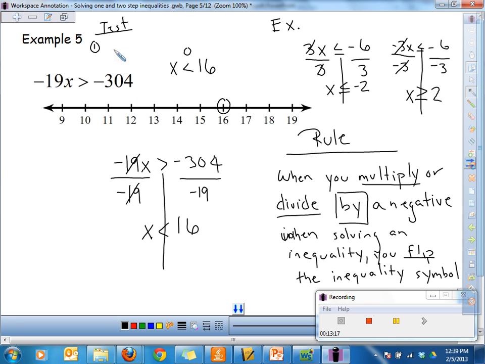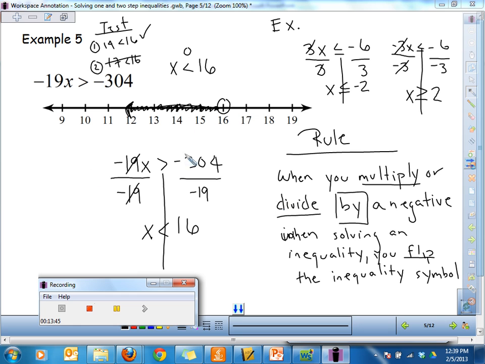Say the first test point I'm going to pick is 14. And the second test point I'm going to pick is 17. So is 14 less than 16? Yes. Is 17 less than 16? No. So I'm going to graph to my left. Remember to make your lines thick. Let's do a couple more examples, especially when we have to deal with dividing or multiplying by something.